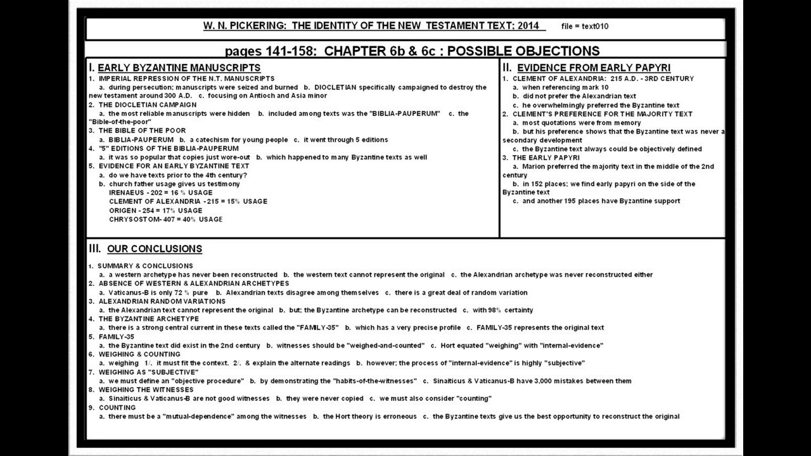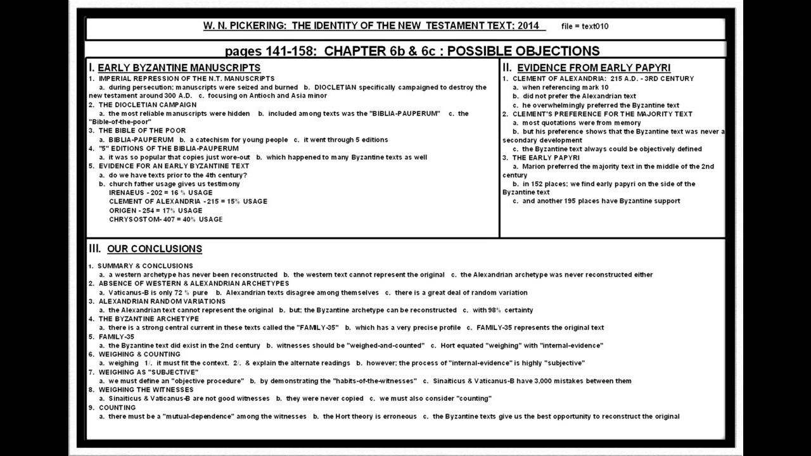Evidence for an early Byzantine text. Do we have texts prior to the 4th century? Yes, and we have church father usage to verify this testimony. Irenaeus, around 202, gave us a 16% usage of the majority text. Clement of Alexandria, around 215, a 15% usage. Origen, 254, around a 17% usage. And then as we get into a later date, Chrysostom in 407 had about a 40% usage of the majority text. So it did increase in usage, but there is evidence during the 3rd century of a Byzantine text usage.